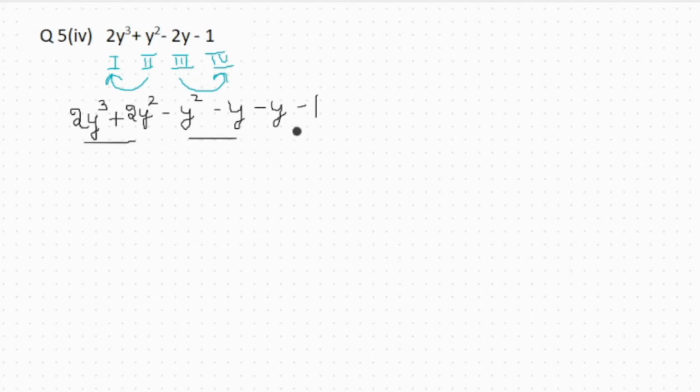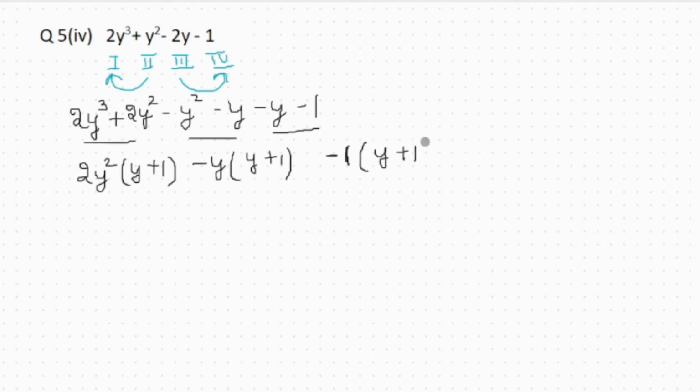We'll join two terms. See here, in the first two terms, what is common? 2 is common, and also y square is common. We are left with y plus 1. Now from the third and fourth terms, the minus sign is common, y is common. We'll put y plus 1 inside here, and here what is common is only the minus sign with coefficient 1. So here y plus 1 again. Now from these three terms, what is common? Yes, we have a common factor, that is y plus 1.